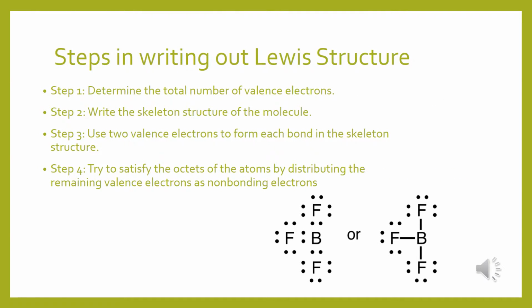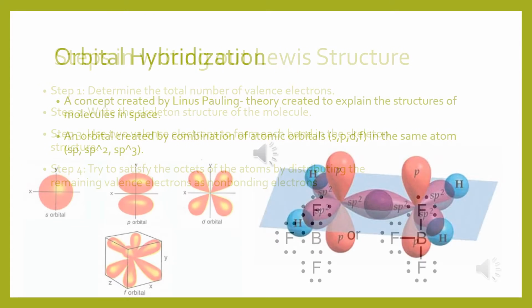There are some steps in writing out a Lewis structure. Step 1, determine the total number of valence electrons. Step 2, write the skeleton structure of the molecule. Step 3, use 2 valence electrons to form each bond in the skeleton structure. And step 4, satisfy the octets of the atoms by distributing the remaining valence electrons as non-bonding electrons.